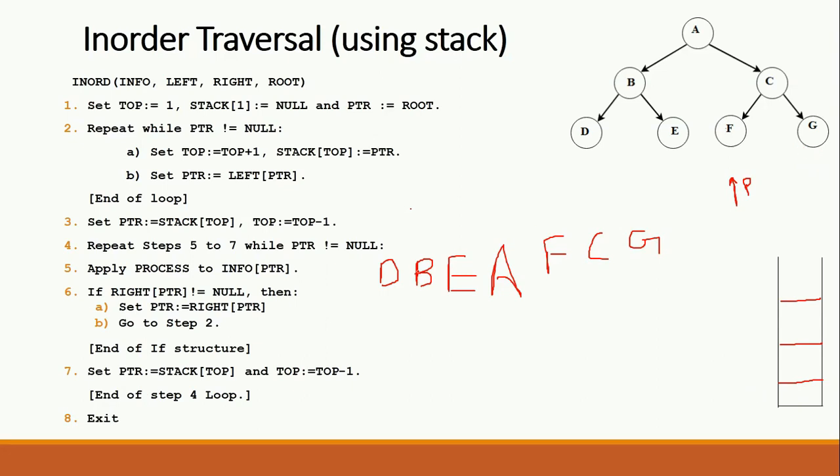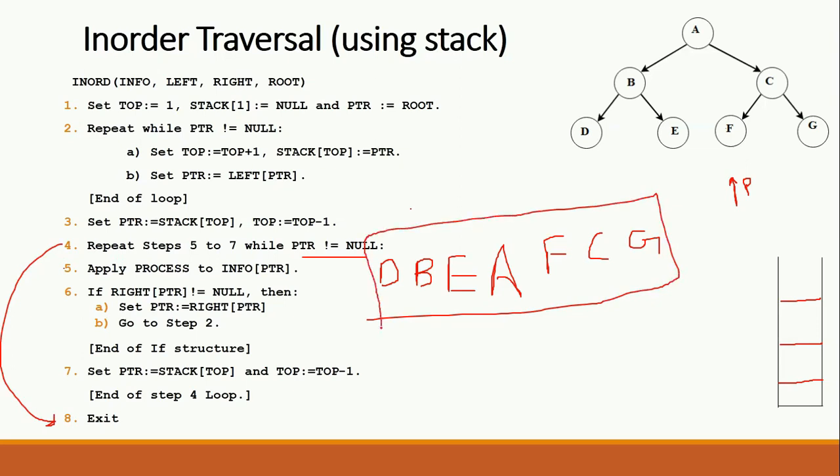Now it will go to step number 4. It says repeat steps 5 to 7 while the PTR is not equal to null, but in my case the PTR is null. So I will go to step number 8 directly. Exit. So this is my in-order traversal of the given binary tree. This is the in-order traversal, and the complexity will be order of n only.